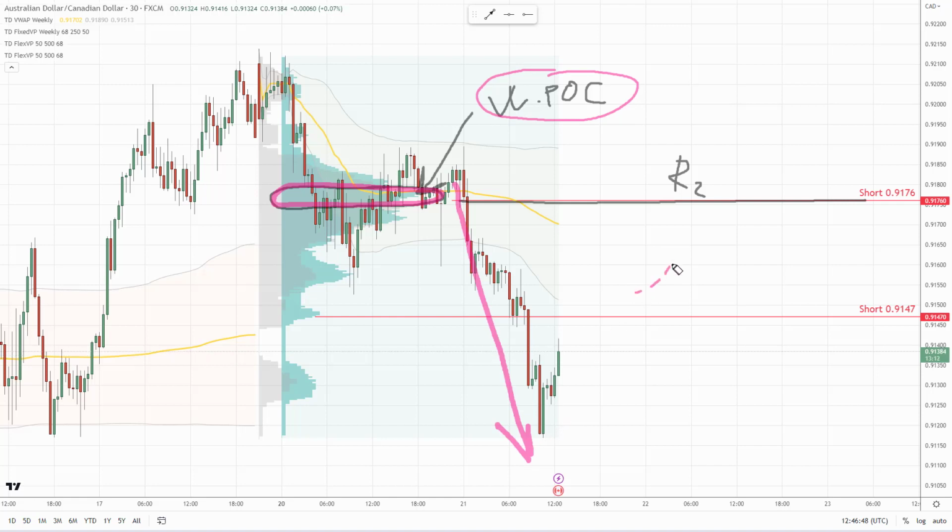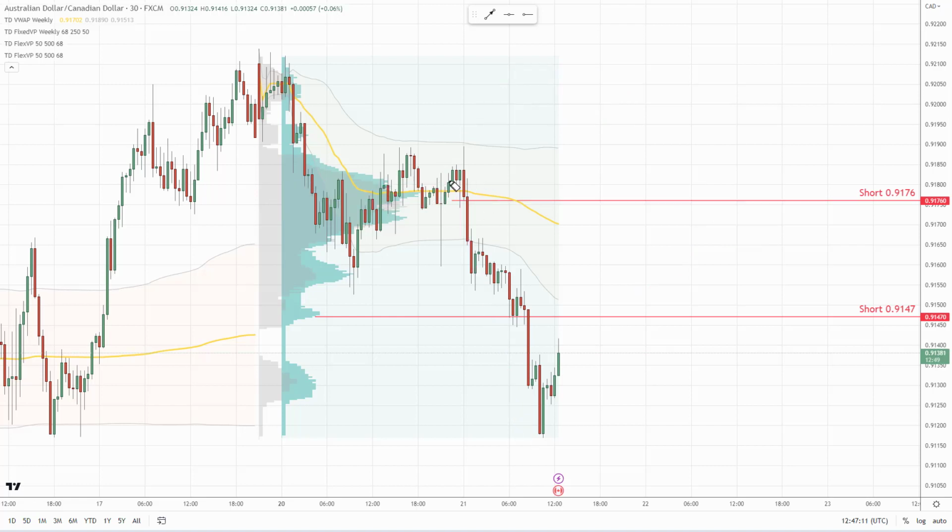So when there's a pullback, I expect that those sellers will want to defend this heavy volume zone, which is clearly important for them, and they should push the price downwards from there again. All right, so that's the second resistance. The setup here is called the volume accumulation setup. Now, ideal scenario would be pull back to the first resistance and a reaction, then pull back to the second resistance and another reaction. So that's my take on the Australian dollar, Canadian dollar.